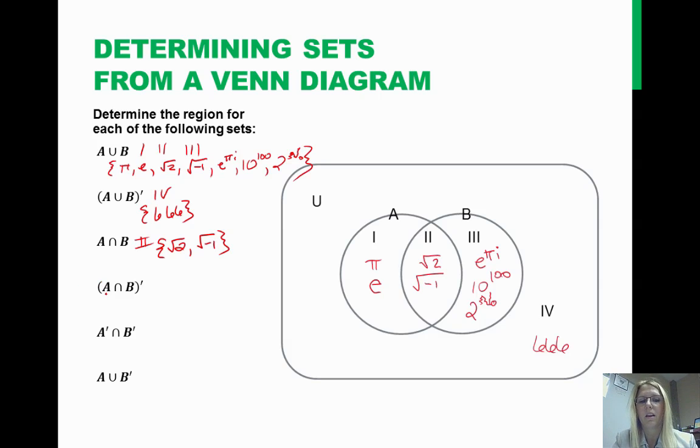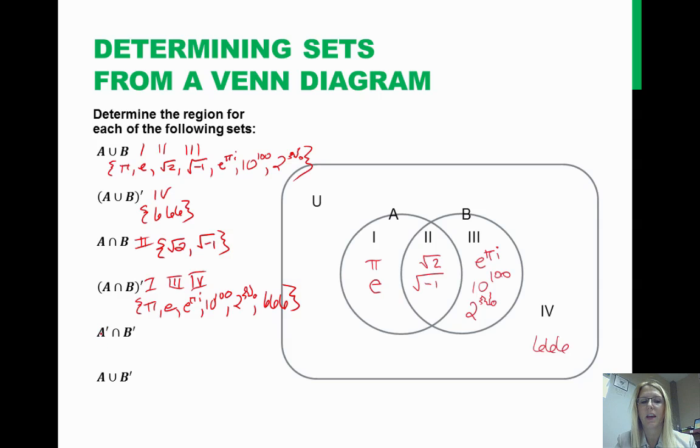What is in A intersect B not? Everything that's outside of this region. So that would be everything but 2. So that would be region 1, 3, and 4. So if I were to write this down, it's going to be pi, e to the pi i, 10 to the 100, 2 to the infinite n, and 666.